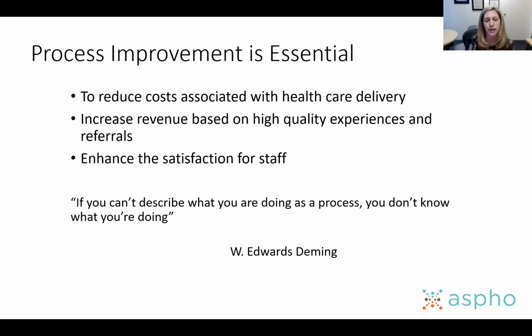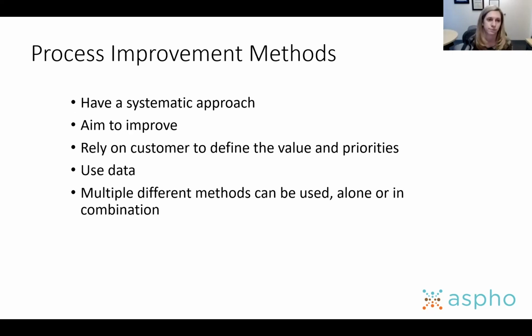And importantly, with regards to process improvement, Deming famously said, if you can't describe what you're doing as a process, you just don't know what you're doing. Process improvement methods have a systematic approach. They aim for improvement and they rely on the customer or key stakeholders like healthcare providers, or patients, of course, and family members to define the value and to set priorities. Process improvement methods rely on data and use multiple different methods, potentially in combination, to achieve results.